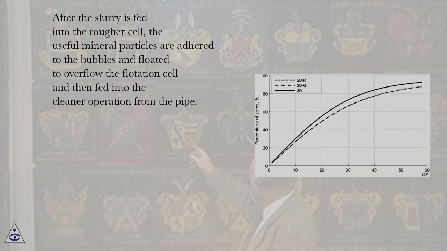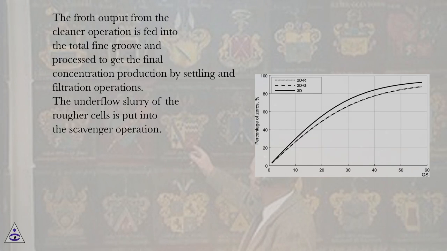After the slurry is fed into the rougher cell, the useful mineral particles adhere to the bubbles and float to overflow the flotation cell, and are then fed into the cleaner operation from the pipe. The froth output from the cleaner operation is fed into the total fine groove and processed to get the final concentration production by settling and filtration operations.